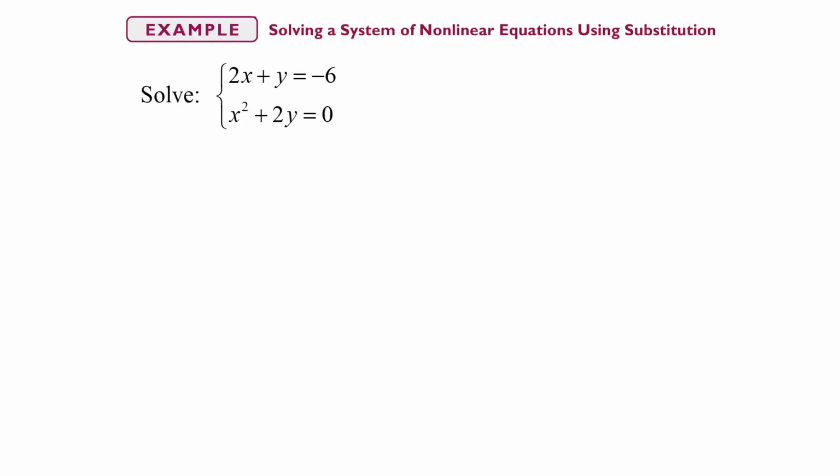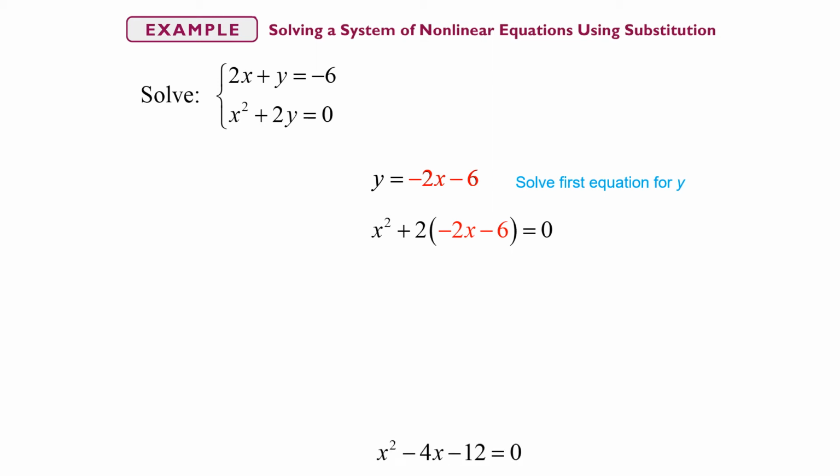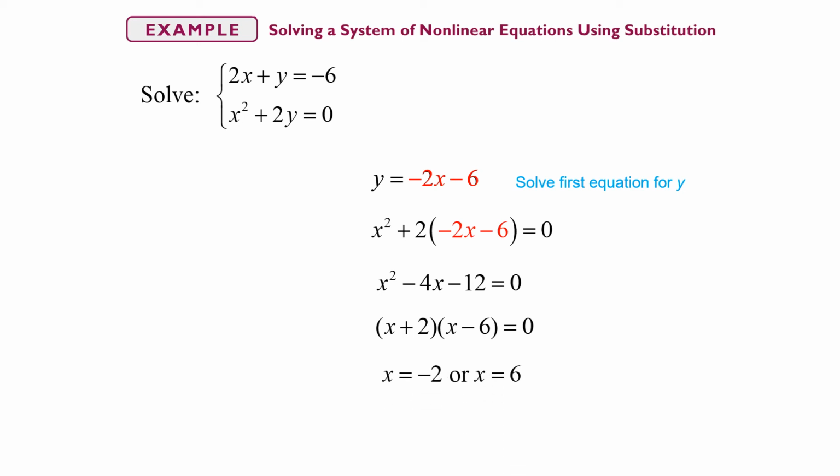For solving non-linear equations using substitution, we want to simplify our y. It will be negative 2x minus 6. Then substitute in the second degree equation. Then we want to distribute 2 over the bracket, negative 2x minus 6, and we will find this equation is simple to factorize. Then x plus 2, x minus 6 equals 0. So our x will be negative 2 and 6.